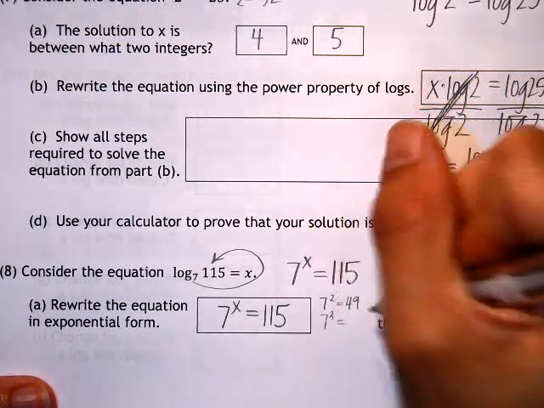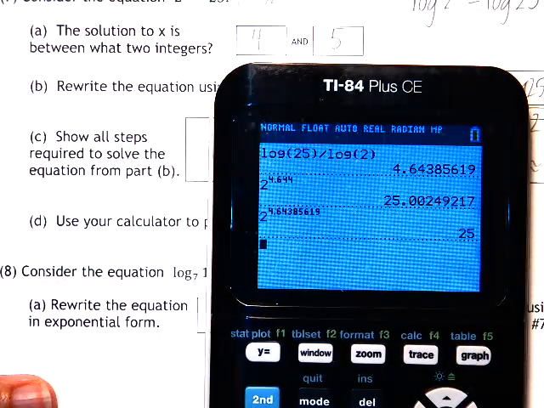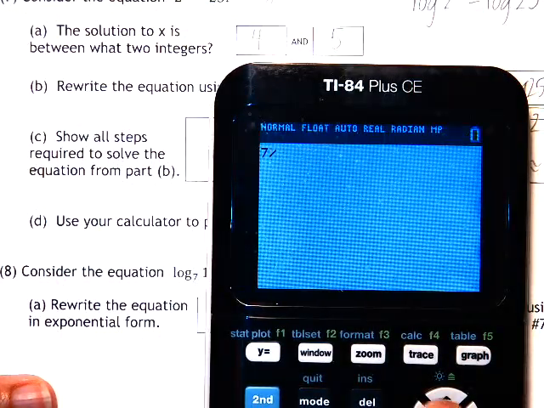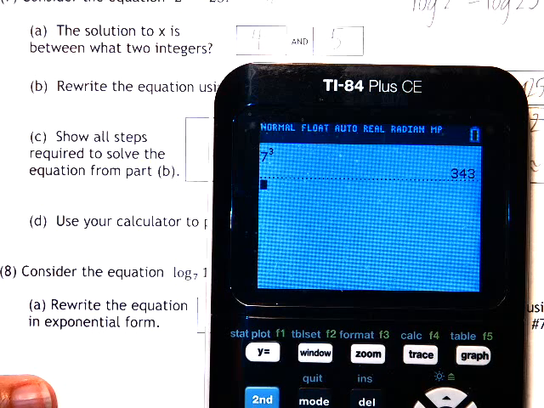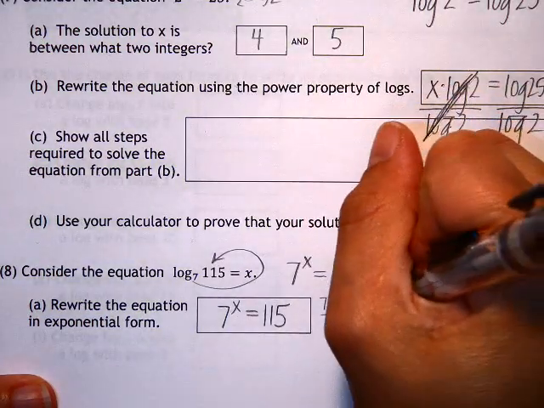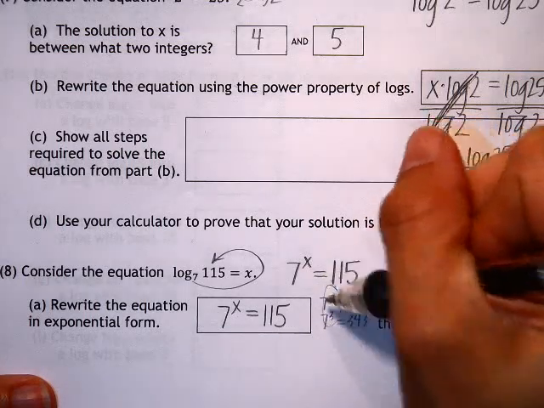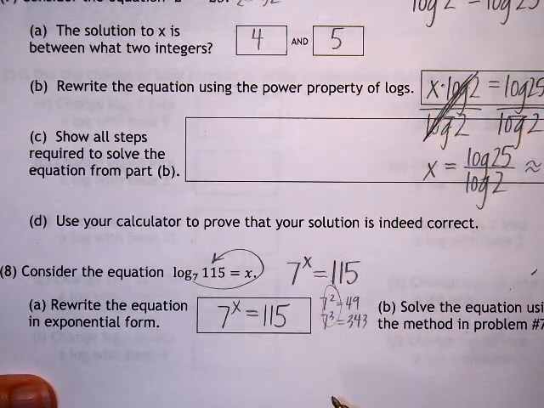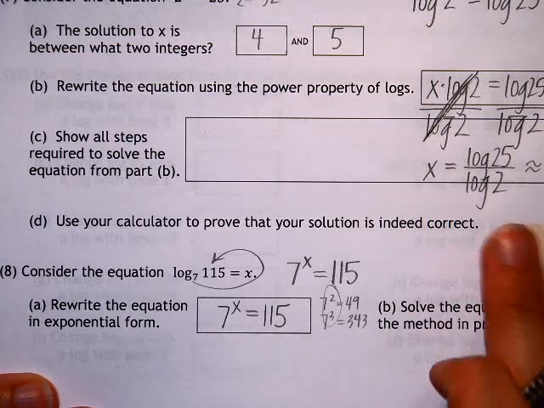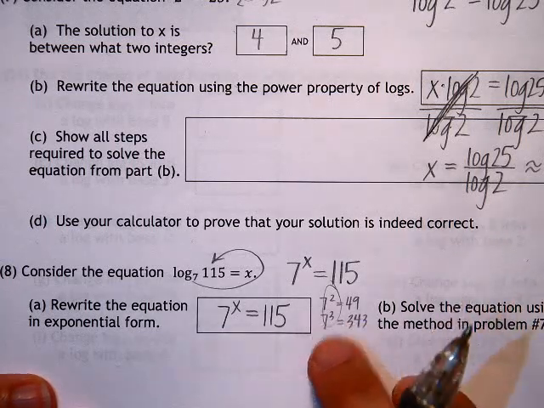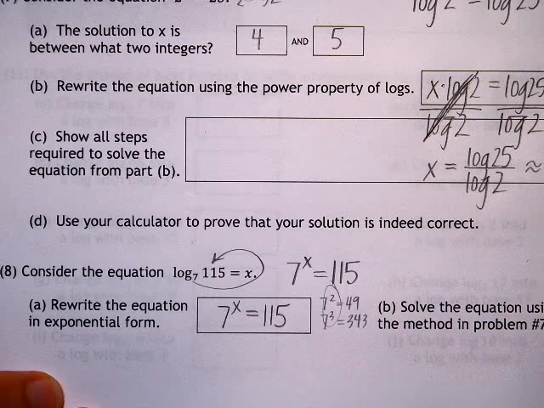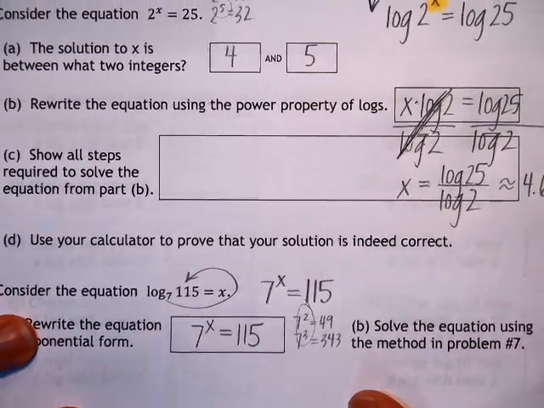7 to the power of 3 is, and I'll check in a calculator just to be sure, I'm pretty sure it's 343. But let's double check. 7 to the power of 3, yep, 343. Which is clearly too big, so I'm estimating for sure x is going to be between 2 and 3. So that's going to give me a little bit of information going in. I'm expecting to see an answer from my calculator eventually that'll be between 2 and 3. So let's see if we can make that happen.